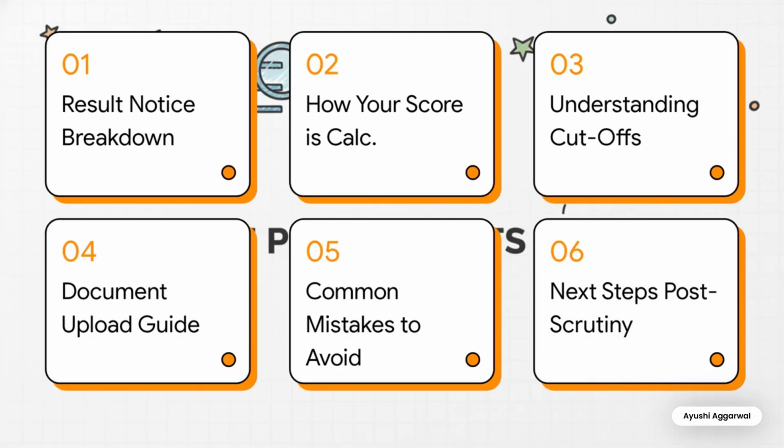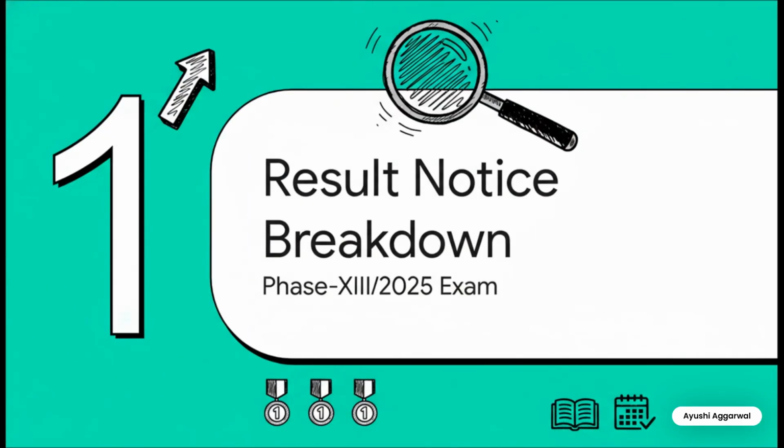Today we're going to break down every single step you need to take after the result. We'll look at the result notice in detail, understand how your score was calculated, decode that all-important cutoff list, walk through the document upload process step by step, discuss common mistakes you absolutely have to avoid, and finally, we'll talk about what happens after scrutiny. All right, let's get started by breaking down the result notice itself.